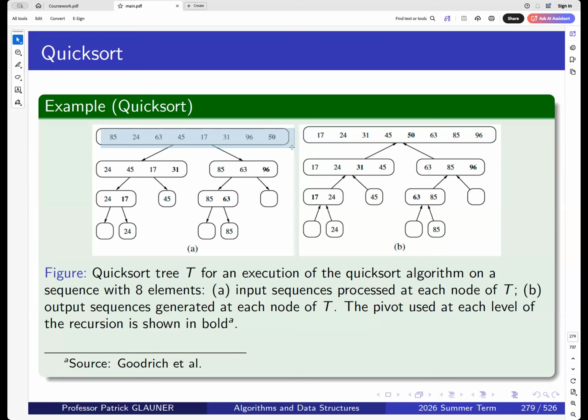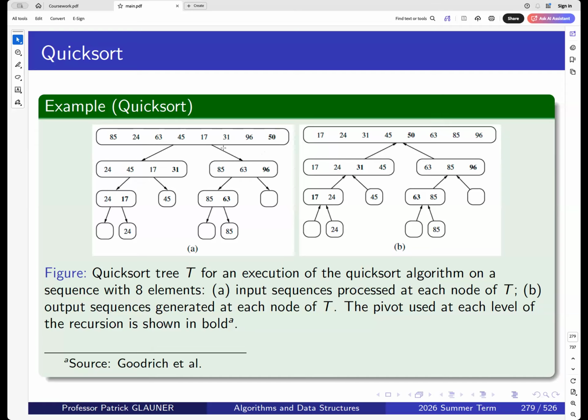I have a data set 85, 24, 63, 45, 17, 31, 96, 50. And you may see that one element is here in bold. This is the 50. The figure is from the book, but ideally they could have just underlined it, that would be more visible. And this is the pivot. So here we just arbitrarily pick the rightmost element as the pivot. We'll later see if this is a smart choice or not. We could also pick the leftmost element or some other one, but we'll see this in a moment.